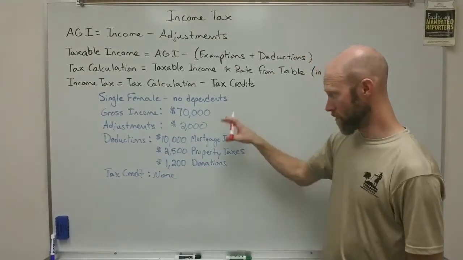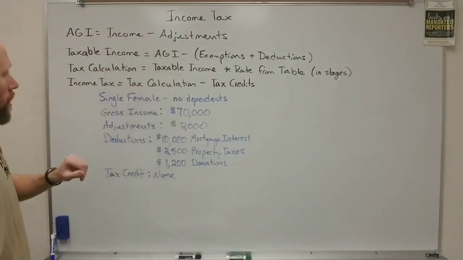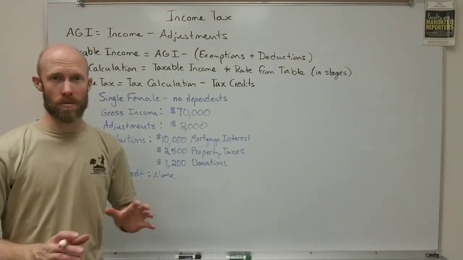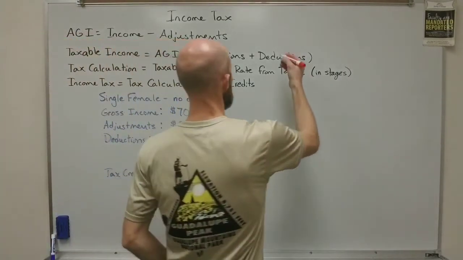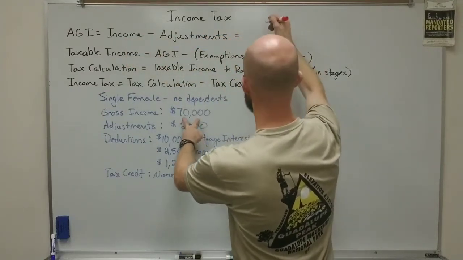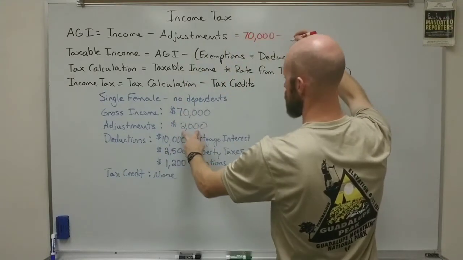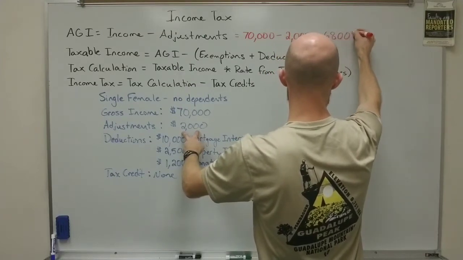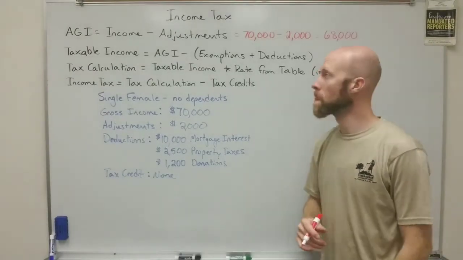Okay, so with this information, we can go through and find her AGI, her taxable income, the tax calculation, and the income tax. We can find all this information. So we're going to start out with the AGI, which is her gross income, $70,000, minus her adjustments, which are $2,000, and that equals $68,000. Okay, so that's her adjusted gross income.